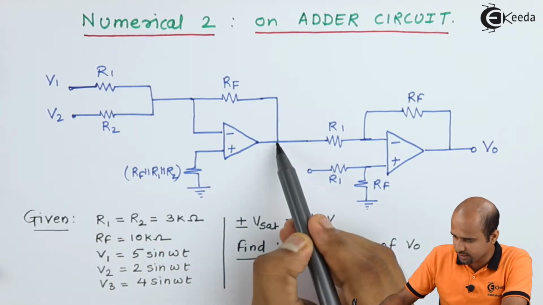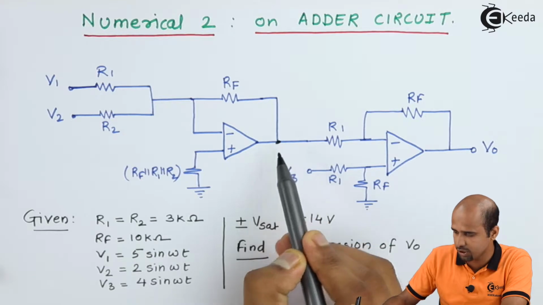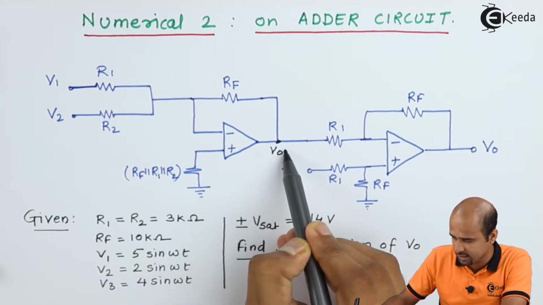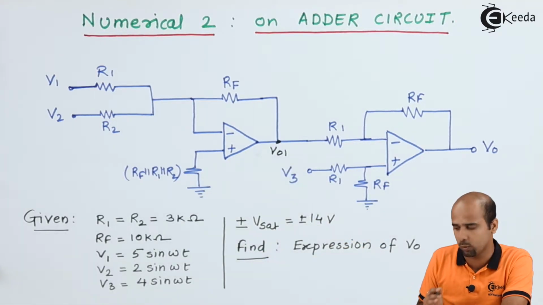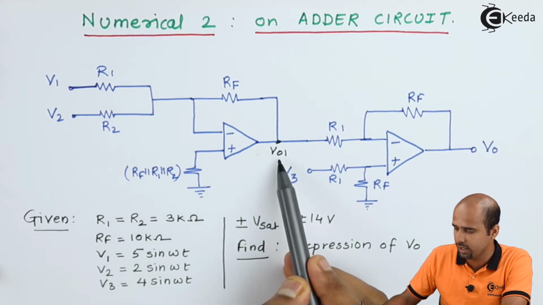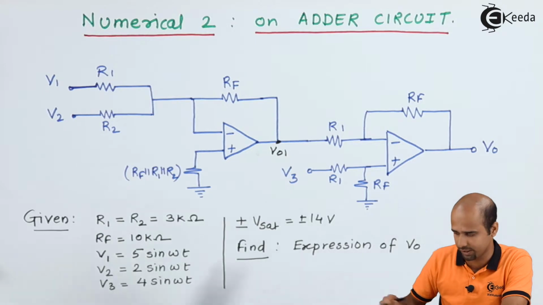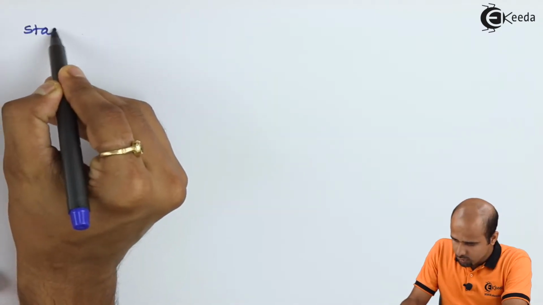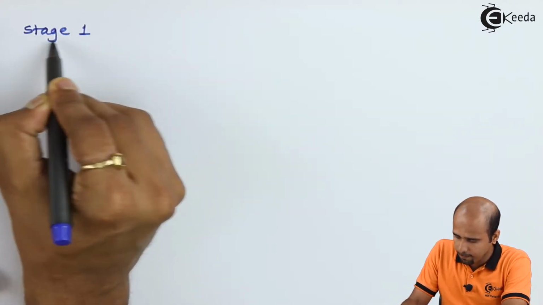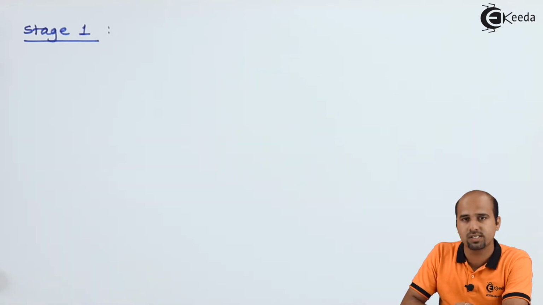To solve this numerical, we will start from the first stage. We will try to get the value of this particular voltage. Let us say that this is VO1, and once we get the value of VO1, proceeding further is very simple as that of the previous numerical. Stage number 1 is actually an inverting configuration amplifier.